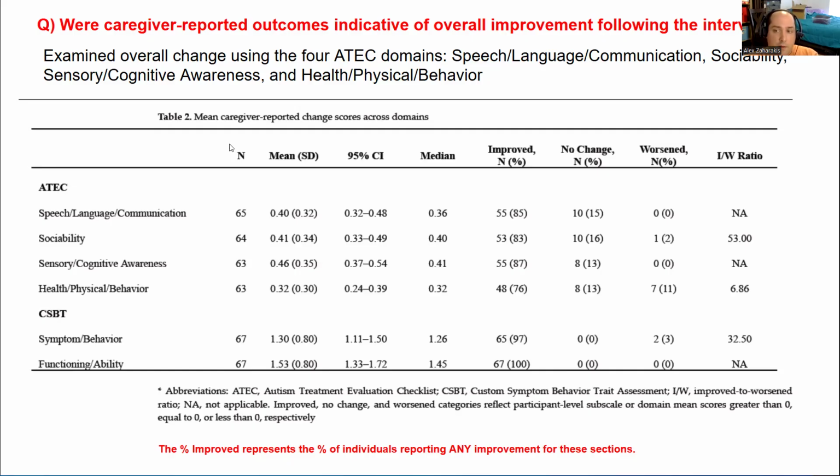We also report the median value, the number that have improved, and the percentage reporting in those specific categories. We did the same thing for the CSBT, which has a slightly different scale. That could go from minus 3 to plus 3 because you have slight, moderate, and significant, from improvement to worsening. Both analyses of these questionnaires statistically show a mean improvement that's positive and a confidence interval that's positive as well.